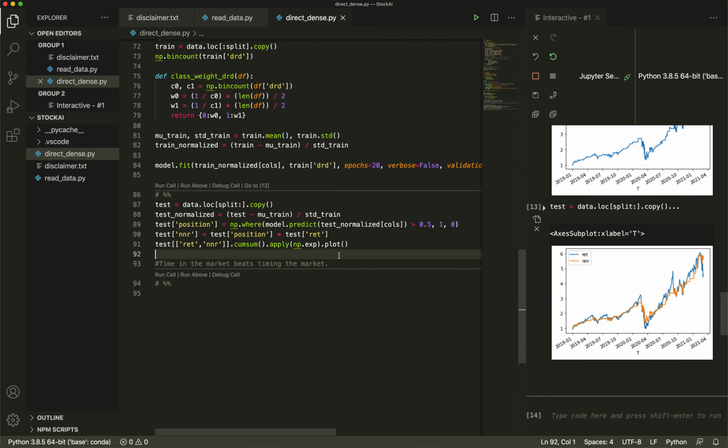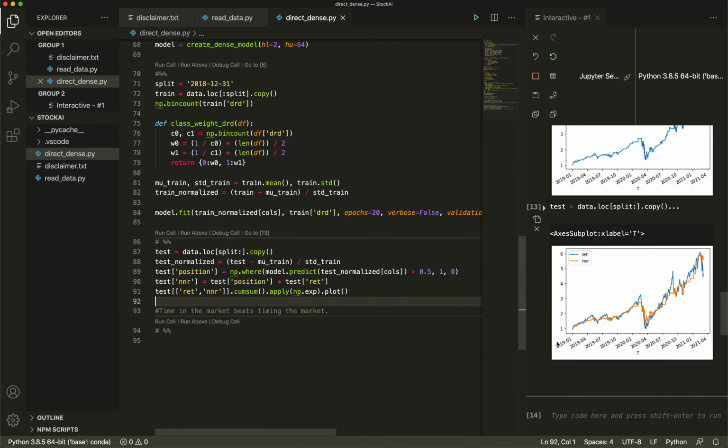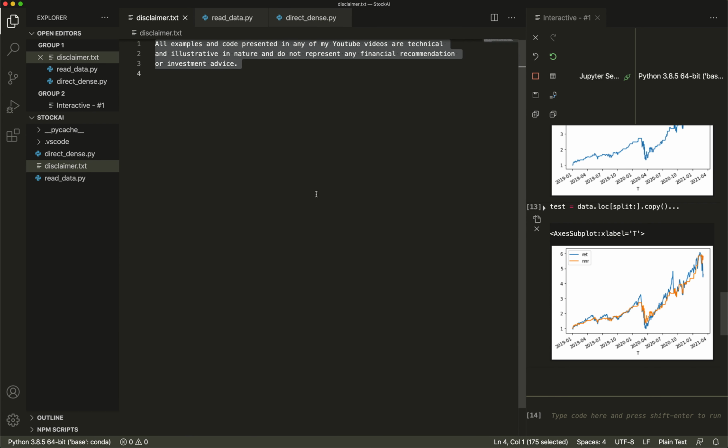So now let's take a look at the details about this particular result. But before we look at the code, let's go through this disclaimer again.